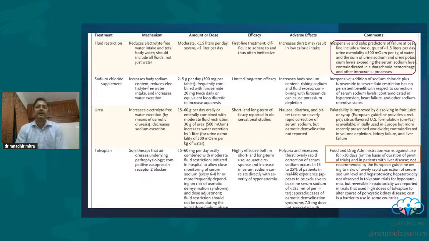Then next is urea. Practically we don't use urea, I've never used it, but there is evidence in literature to use urea at 15 to 60 gram per day orally. And it is also contraindicated in cases of liver failure and kidney failure.